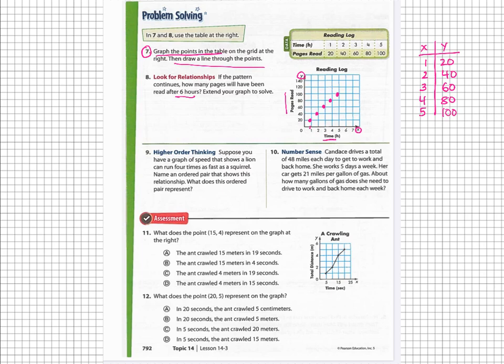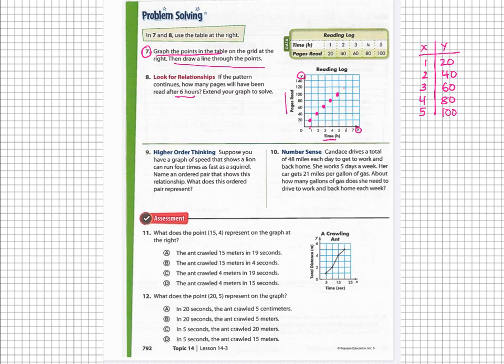So if the pattern continues, what is the pattern? This is counting by 20, 40, 60. So this is going each time, it's adding 20. And for every 1 hour, it's an additional 20 pages is what I'm seeing. Is everybody seeing that? So for 1 hour, it's an additional 20 pages.